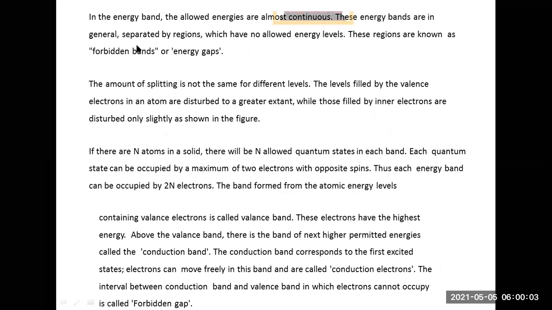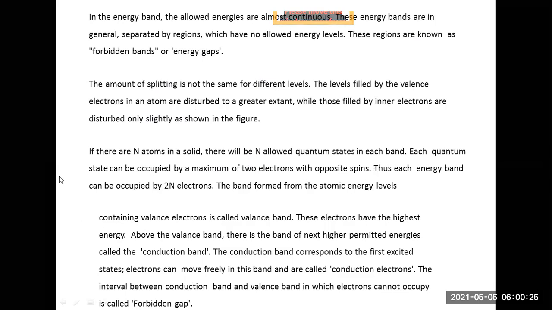So the energy bands are generally separated by regions. We have seen in the Kronig-Penney model also that they are separated by some regions, and in those regions you will not find any energy levels. These regions are called forbidden energy gaps. The amount of splitting at the different levels will be different. When there are n atoms in the solid, there will be n quantum states in each band.